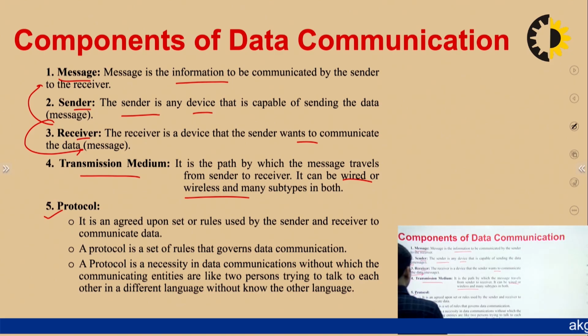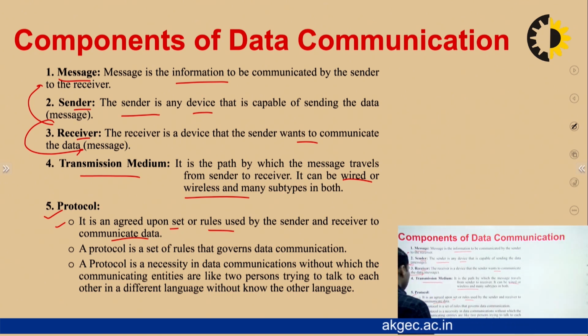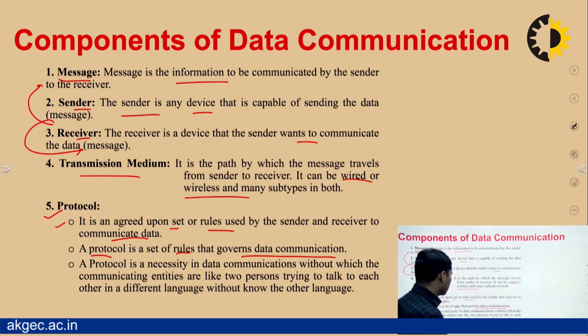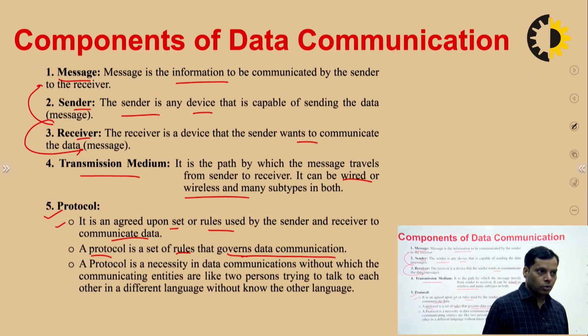So here it is an agreed upon set of rules used by the sender and receiver to communicate data, which will be known to both of them. A protocol is a set of rules that governs this data communication. This is one of the important points. Some standard has been decided here, so this should be followed, which is already decided, and not go beyond this.